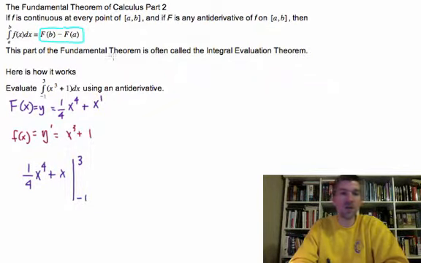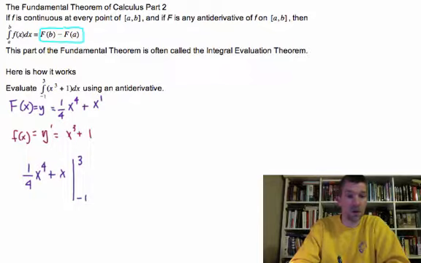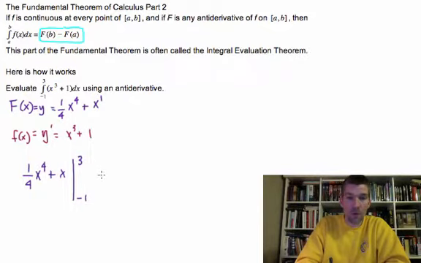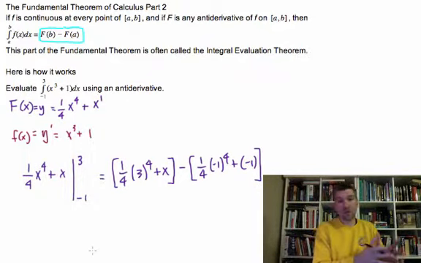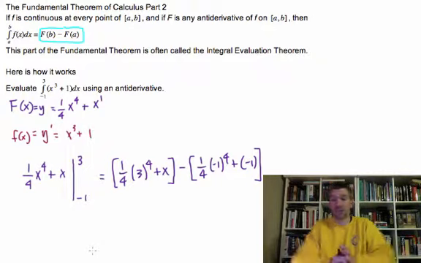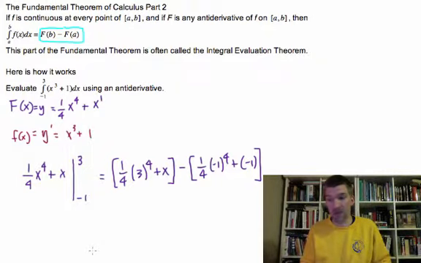We're going to do the function where we stop minus the function where we start. So where do we stop? We stop at 3. So this is going to be 1/4 times 3 to the 4th plus x, minus the function where we started: 1/4 times -1 to the 4th plus -1. Okay? So it's the function where we stop minus the function where we start. And we just simplify all this out and we'll have ourselves an answer.